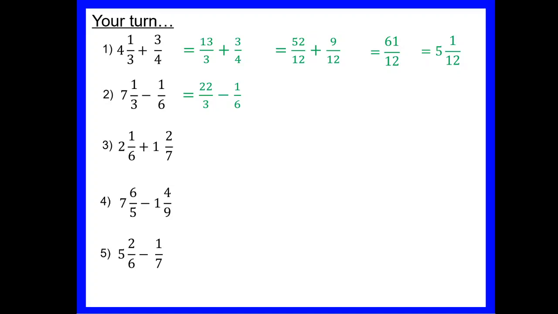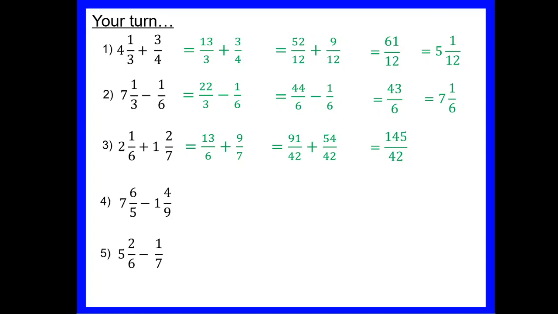Again, we need a common denominator. We get 44/6 minus 1/6, which gives us 43/6, and change back to a mixed number. 7 and 1/6. For number 3, we've got 13/6 plus 9/7. Our common denominator for those is 42, so we get 91 over 42 plus 54 over 42, giving us 145 over 42. And we change to a mixed number, we get 3 and 19 over 42.